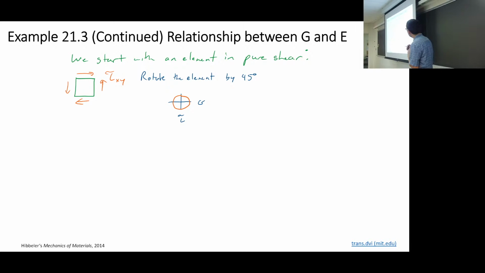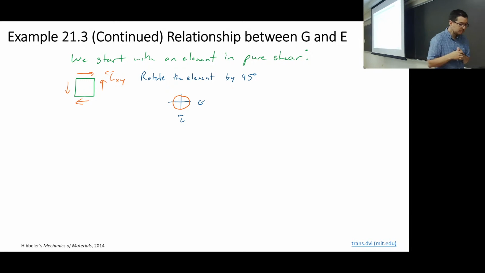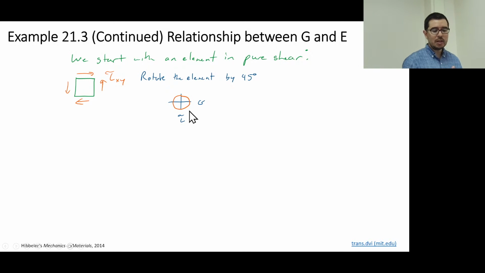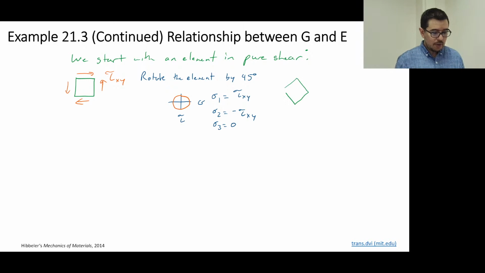When you rotate by 45 degrees from pure shear, you're going to have one normal stress that's positive and one normal stress that's negative, and they're going to be in opposite directions. That's what you have. So now if I draw that element, this is what it looks like.